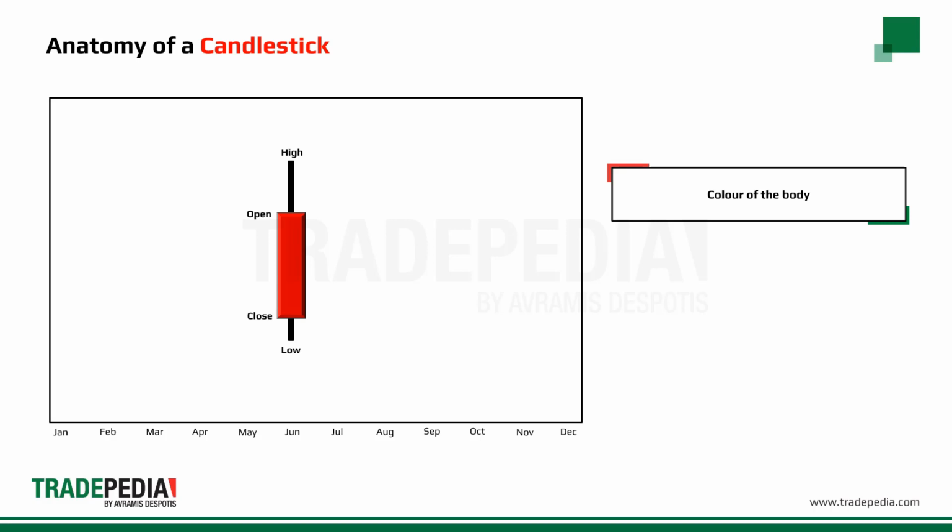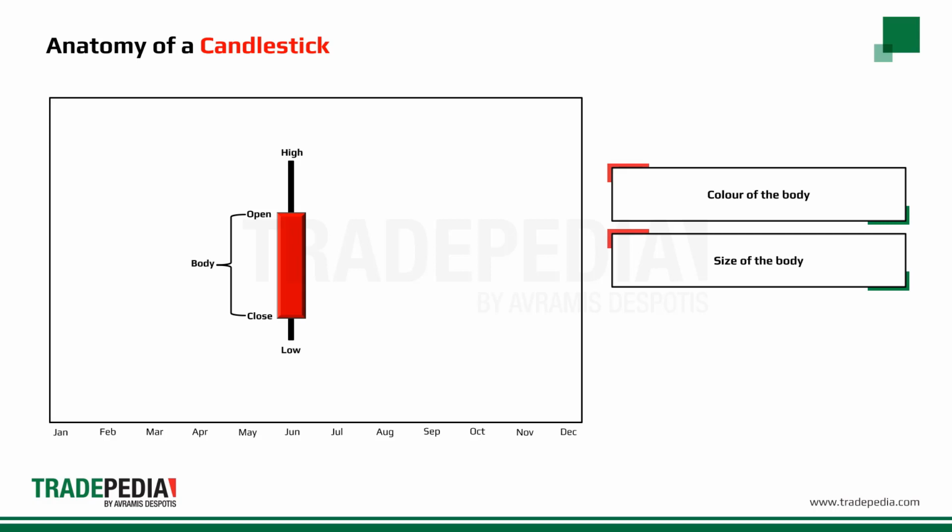The second element is the size of the body. A large body indicates that either buyers or sellers were winning. For example, a large red candle shows that sellers were clearly in control. A small candlestick represents a consolidation of price, where there was no clear winner between buyers and sellers.